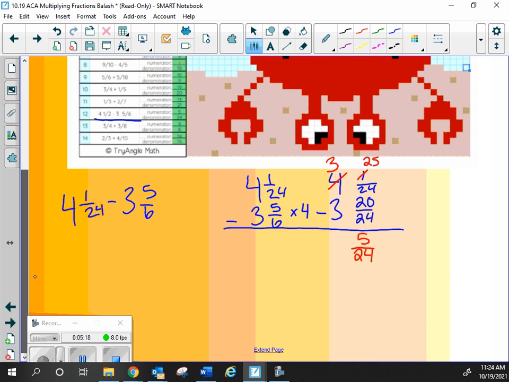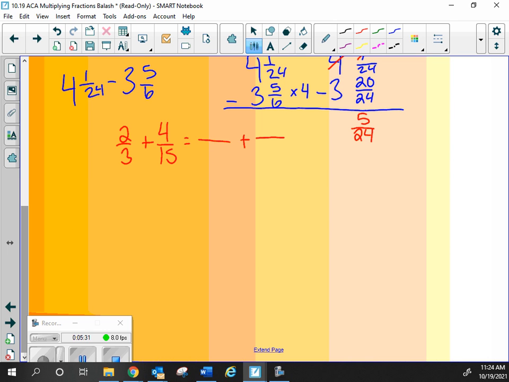Number 14. Okay, 2/3. What does that say? Plus? Yeah. 4/15. Okay, very good. So I need to add them, but in order to add fractions, I need a common denominator. With 3 and 15, I always try and check to see if I can get them both to 15. Okay, this one's gonna stay the same, but how did I go from 3 to 15?